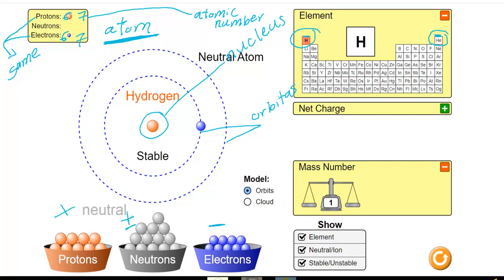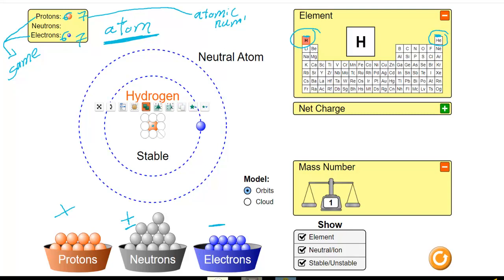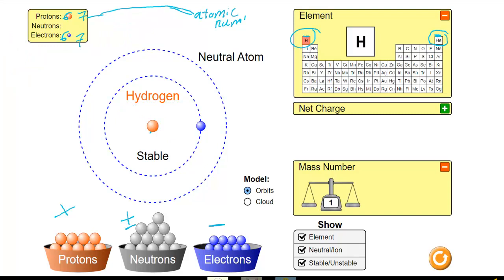Neutrons have a neutral charge, which means they are neither positive nor negative. The number of protons is the atomic number, and it's the same as the number of electrons. How about the element that has 2 protons? That's helium. So 1 proton is hydrogen, 2 protons is helium. The atomic number for helium is 2.